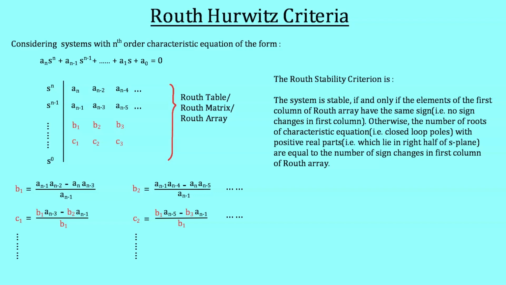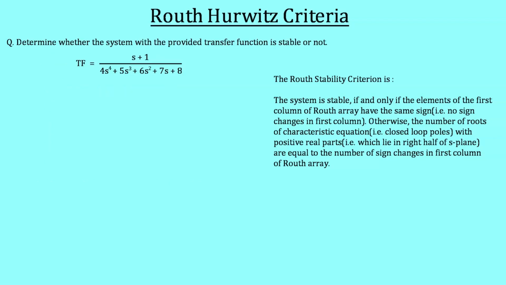Let us solve a problem through which you will definitely get clarity. I have taken a random transfer function. Now we will see whether this system is stable or not. Since the highest order of s is 4 in this characteristic equation, there will be 5 rows in the Routh table. The first two rows can be formulated quite easily by simply looking at the characteristic equation. Now, we will try to find all the values of the elements which are present in the third row of the Routh array.